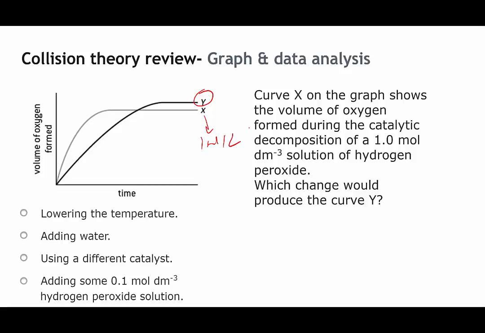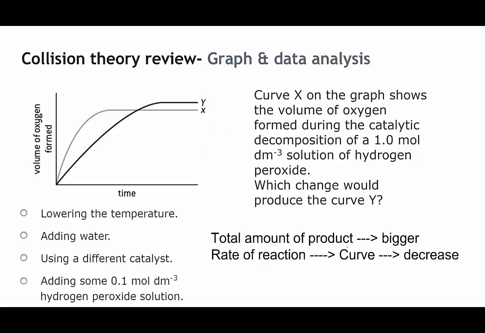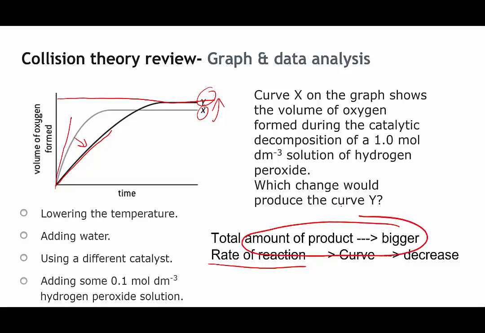Okay, so once we take a look at reaction X, which one will produce the same curve as Y? As you can see, the total amount of product is getting bigger from X to Y. And also the rate of reaction is decreased, so the slope of the curve from X to Y is decreasing as well. So you need to look for something that produces a bigger amount of product and something that decreases the rate of reaction as well.